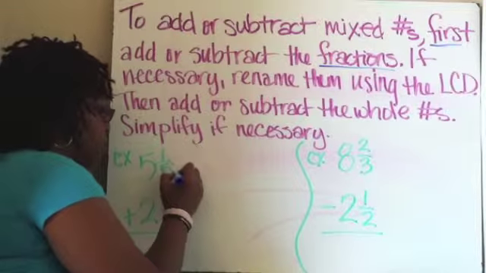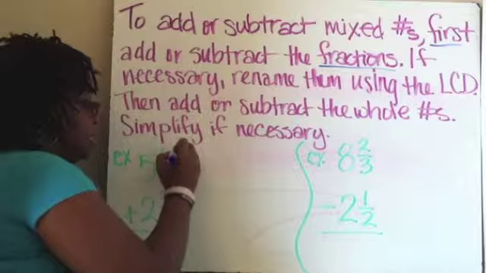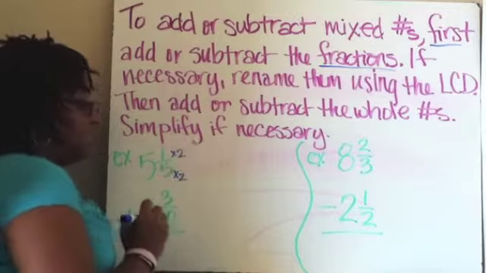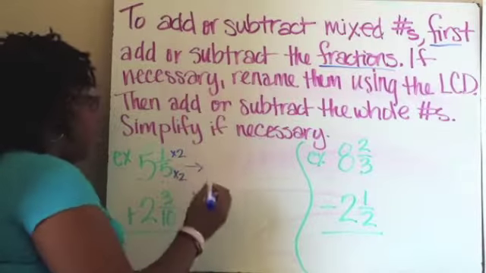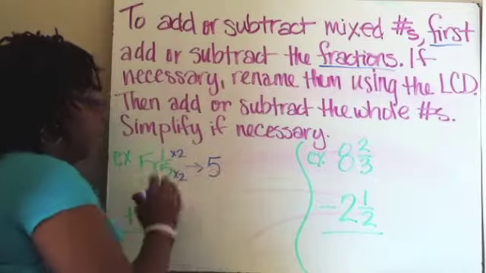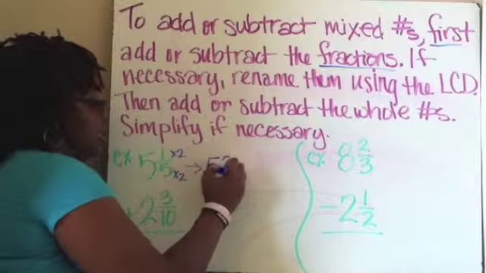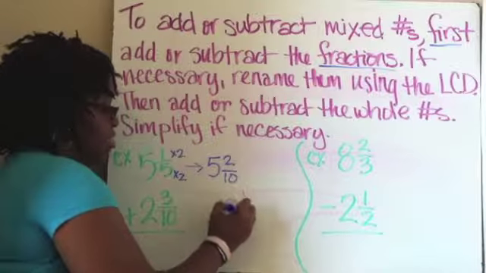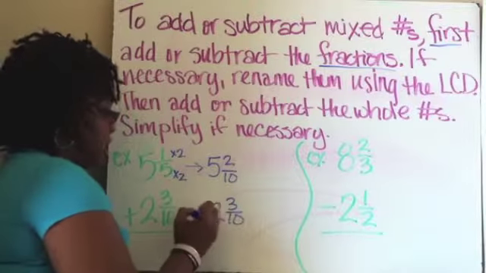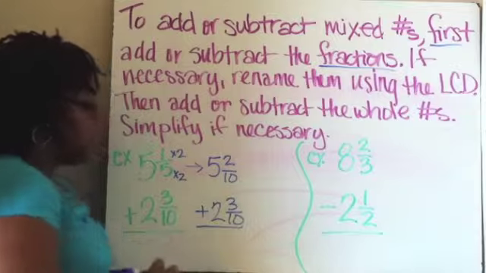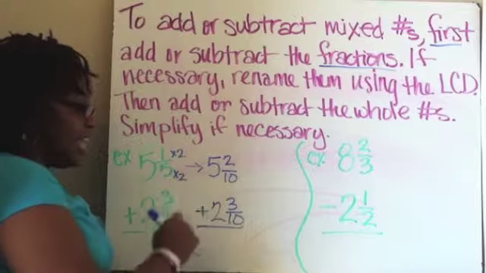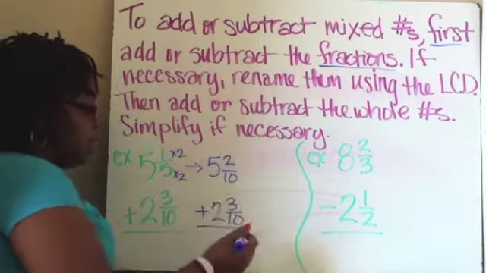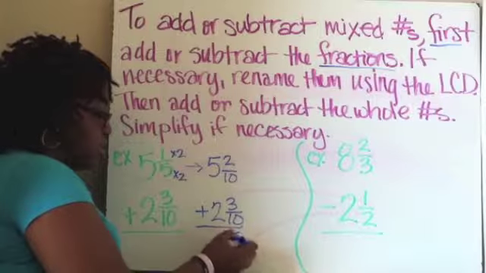But I know 5 times 2 will get me 10, and so I'm going to do the same thing to my numerator. So that means that I'm doing 5 2/10 plus 2 3/10. Because I don't have to do anything to that one since I've already got tenths as my denominator. Okay? Now I've got like fractions, I can add them. 2/10 plus 3/10 is 5/10.